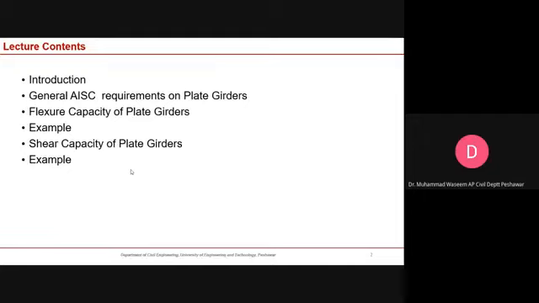Then we will go through the shear capacity of plate girders, like how to compute or how to establish the shear capacity in plate girders, and how to check whether the plate girders are adequate in resisting the shear. Then the procedure or the recommendation that is set forth by the American Institute of Steel Construction will be demonstrated with the help of this example. Okay, now I will grab my highlighter or I will grab my laser pointer.